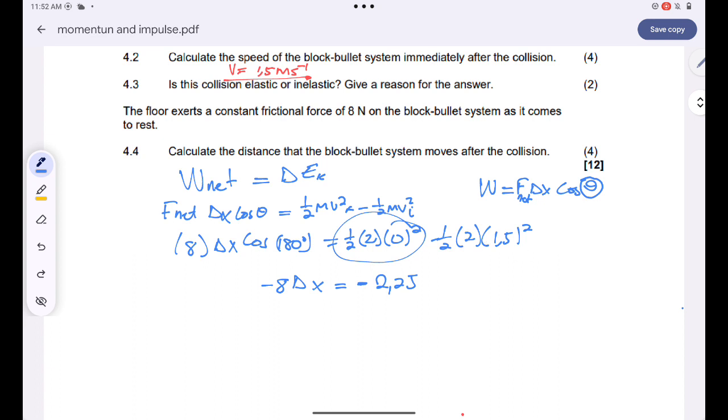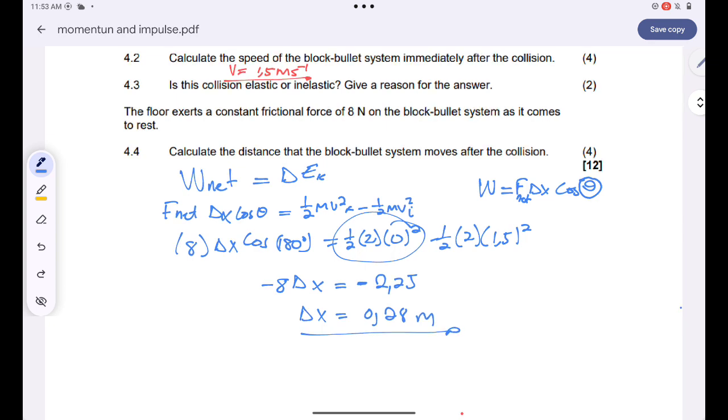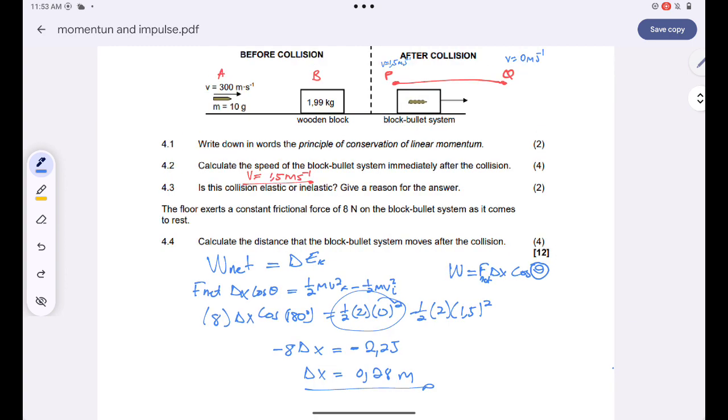If we divide both sides by 8, we'll simply get delta x equal to 0.28 meters, which simply means that the bullet block system will just travel a distance of 0.28 meters. That's how, guys, we're supposed to tackle this question over here.